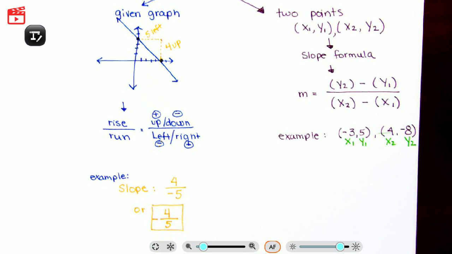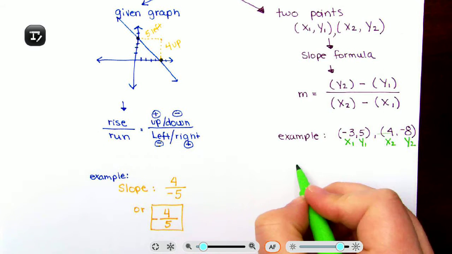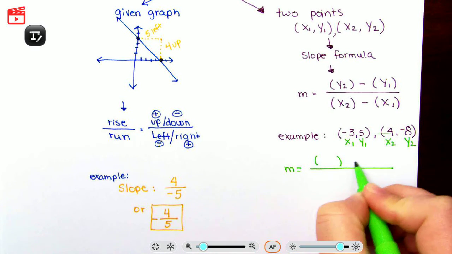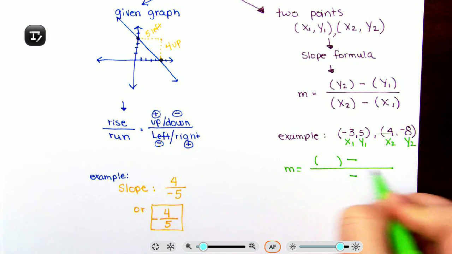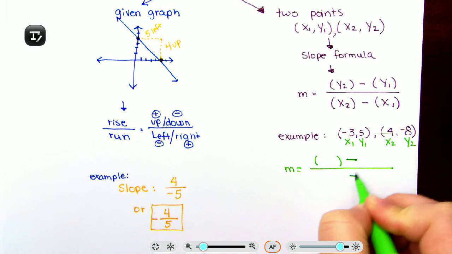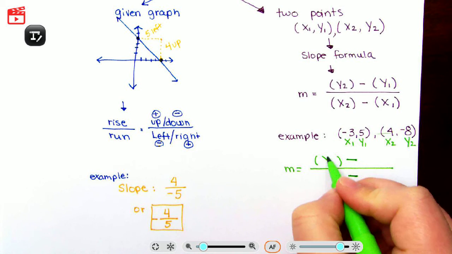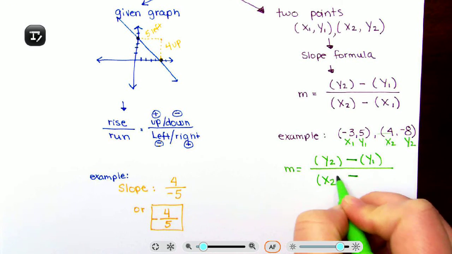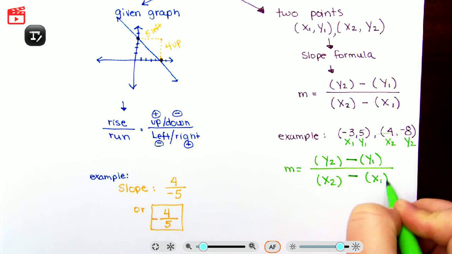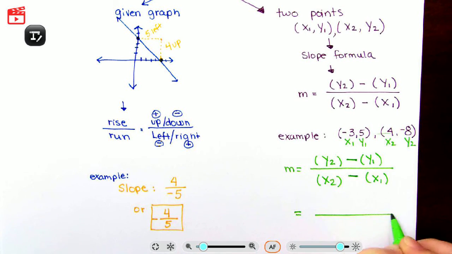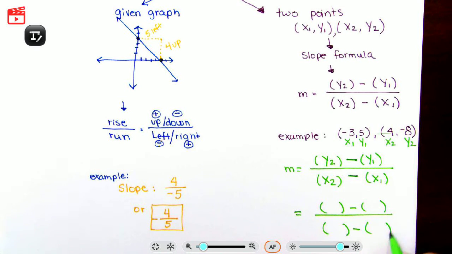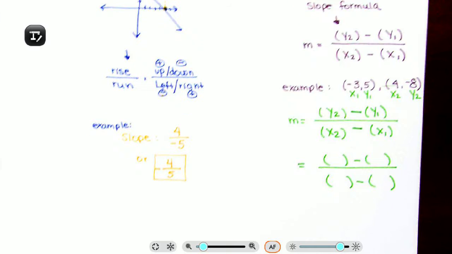After you have labeled your points, go and rewrite the formula. So lowercase m is equal to, what I call a big division sign. You have a big line, and then 2 little minuses. To me, it looks like a big division sign, but you don't have to call it that. So x2 minus x1. Okay, now I'm going to redo that, but instead of writing my x1 or y2, I'm actually going to put in the numeric values.